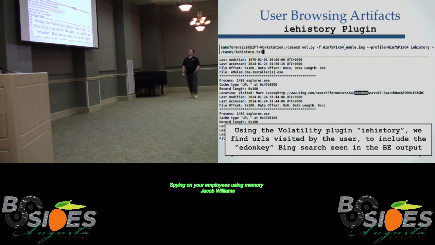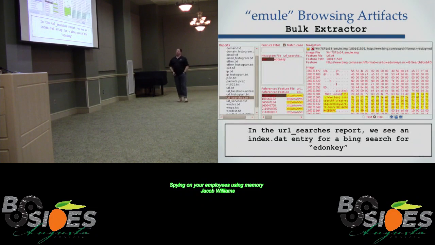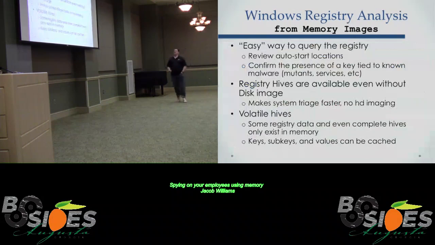But in this case here, again, we see the parsing out. We have the same evidence, just pulled from a different angle. Here we're doing it off of the command line with Volatility. Here we had it in bulk extractor viewer. I'll take it either way.